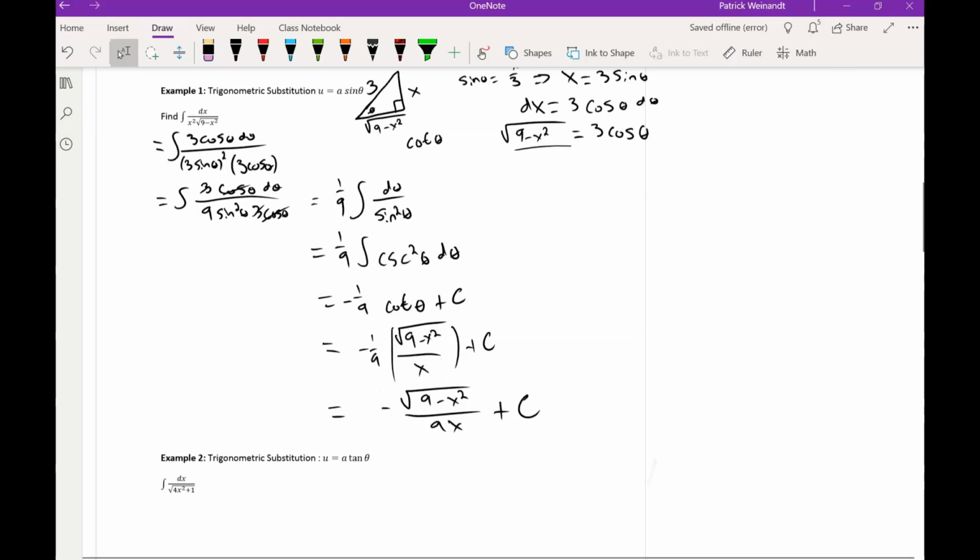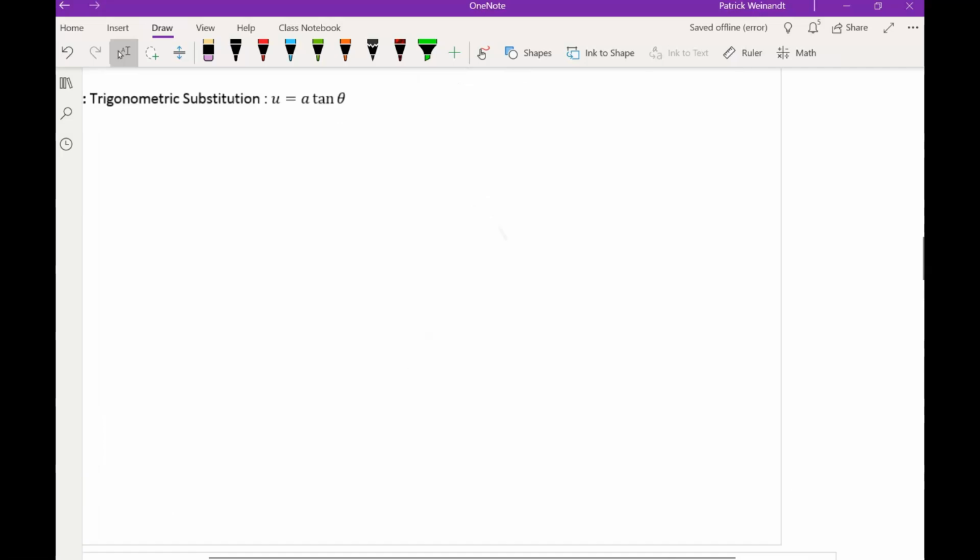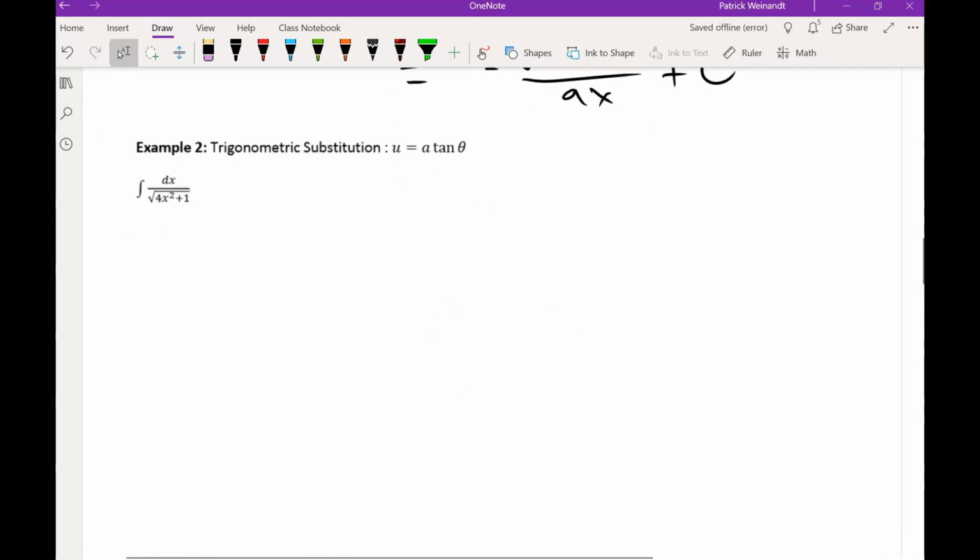Okay, so in example 2 here, we have dx over the square root of 4x squared plus 1. You might recognize, well, this is the form of u squared plus a squared. And if you recognize that and you already know the identity, you can certainly go ahead and do that second rule. But let's set up our right triangle anyways, practice how this is derived. I'll use a different color to distinguish it from the previous problem.